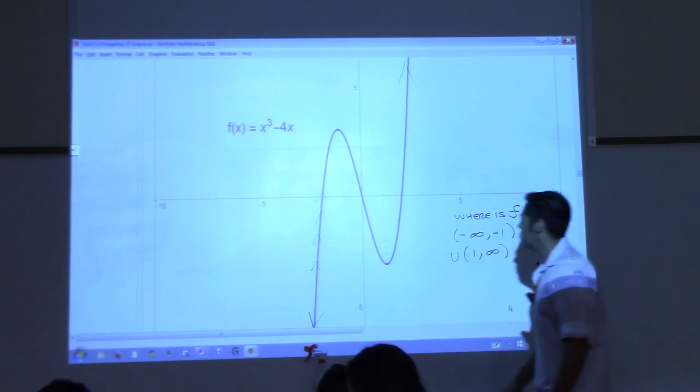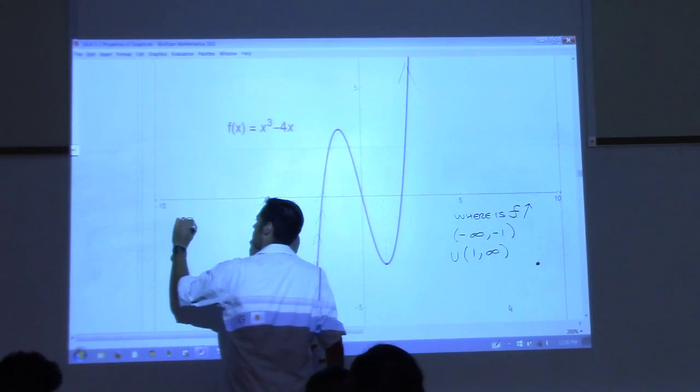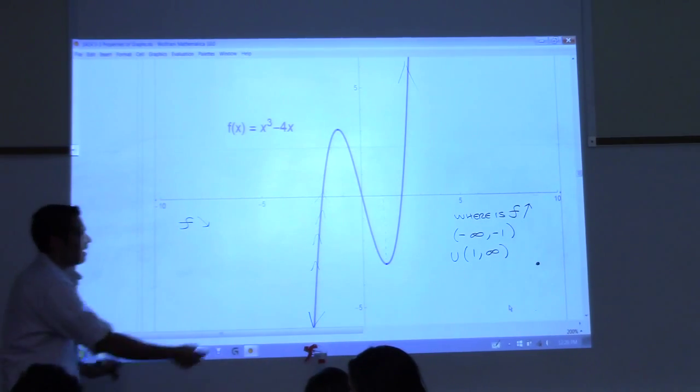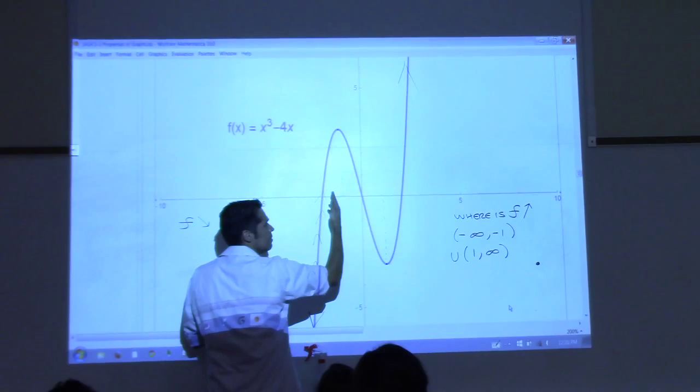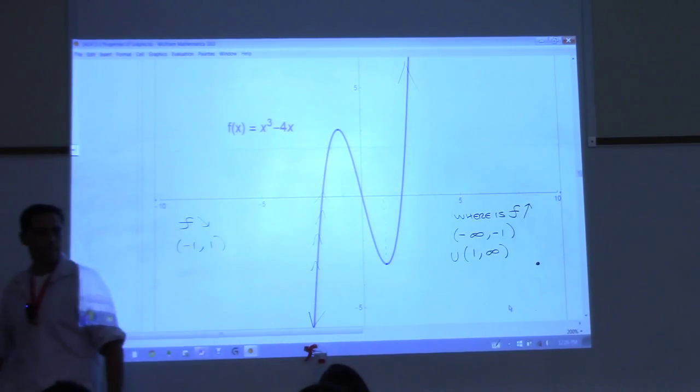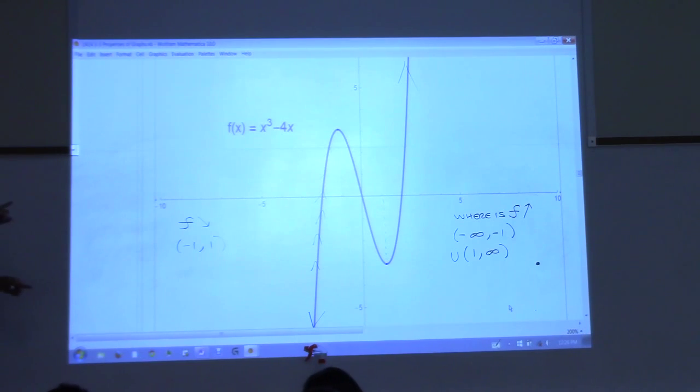Where's the function going down? Just in that one little window right here, right? Between -1 and 1. Yeah, if you did a reflection or did something, that would all switch it, but. Okay, make sense? All right.